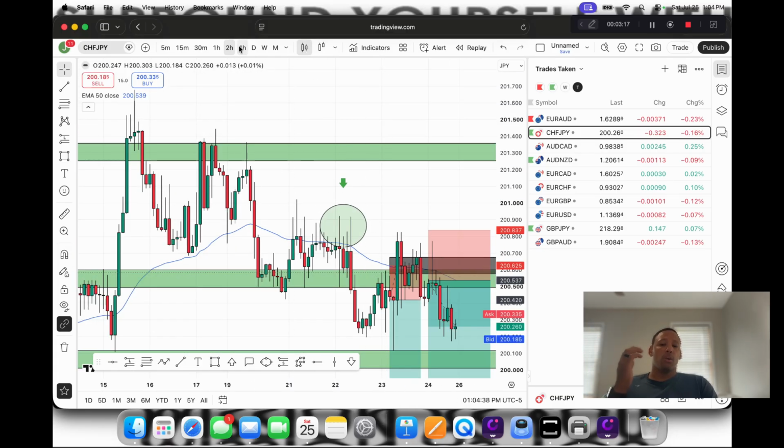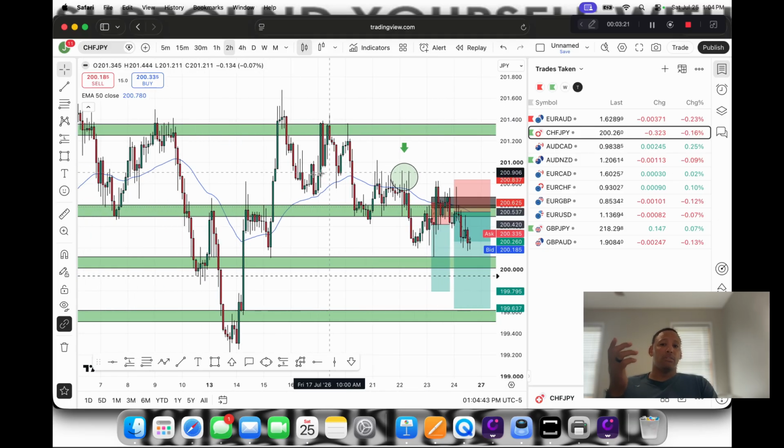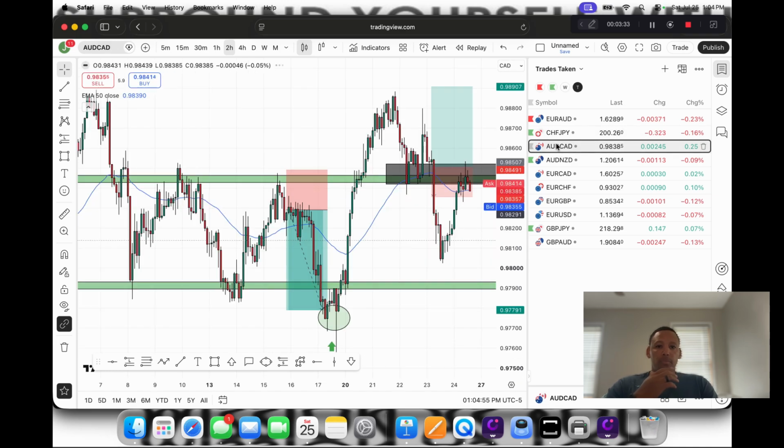Underneath the zone, we're in an H4 downtrend. We're in the 2 hour downtrend. Let's sell. And if you're a person that likes EMAs, this is the 50. We're underneath. Let's sell. So we are still holding this trade, which is why it's marked green.